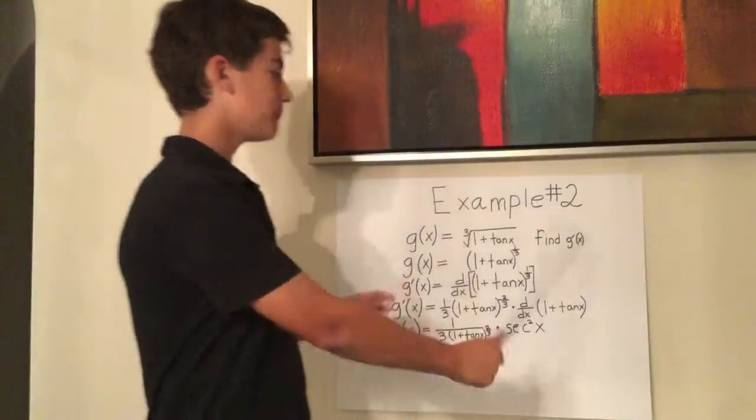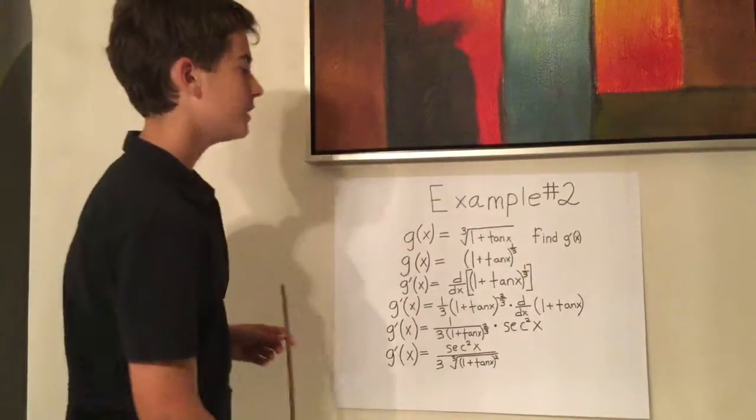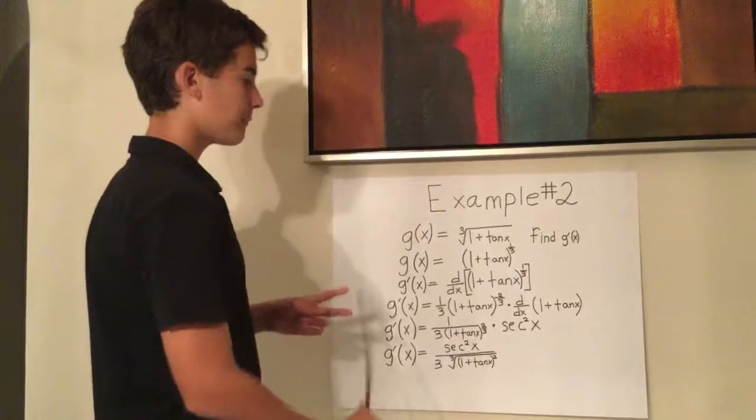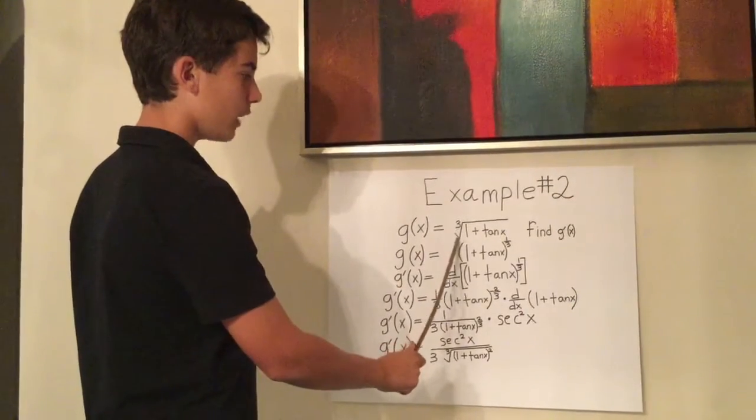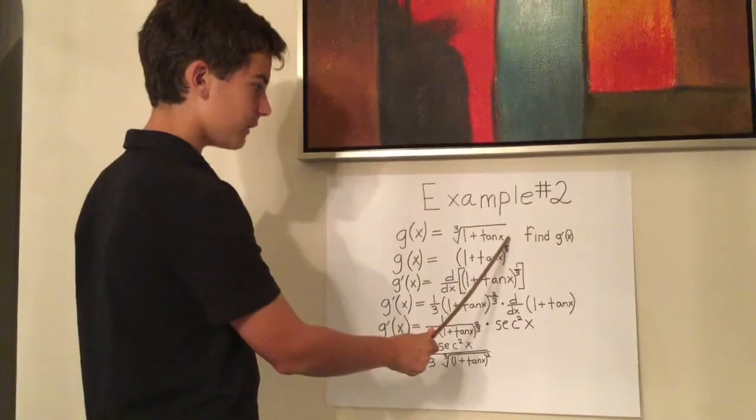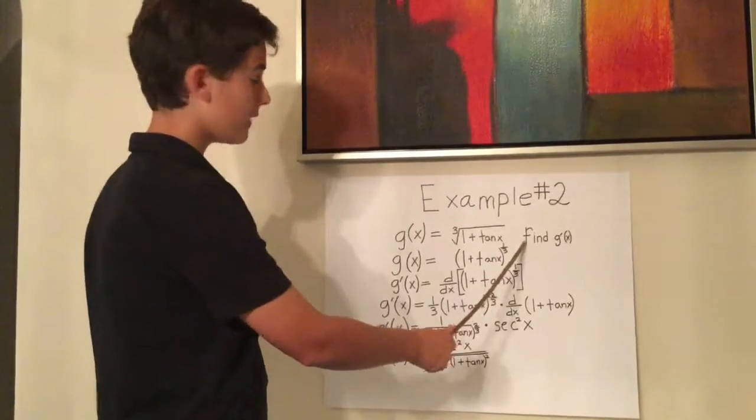So in this second example, we're going to be using the chain rule again, just to solve a different type of problem. Here we have the function g of x defined as the third root of 1 plus tan x, which is the inside function, and we have to find g prime of x.